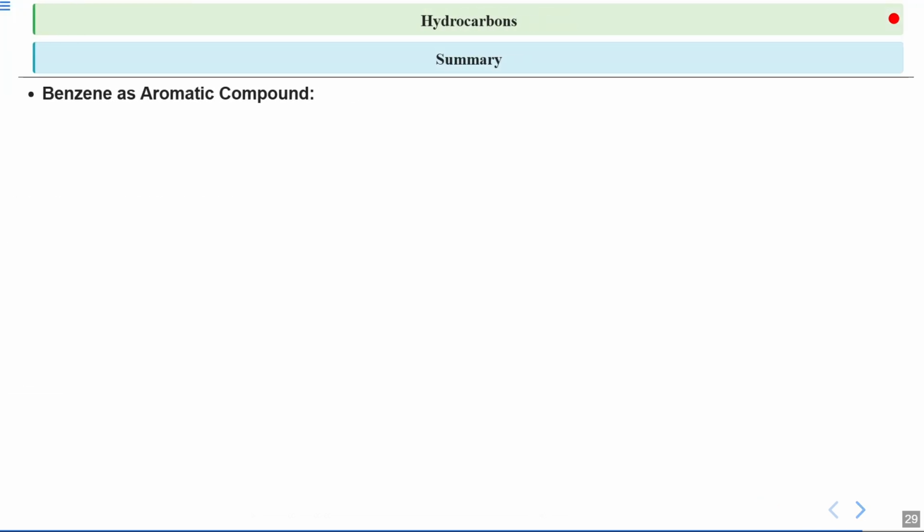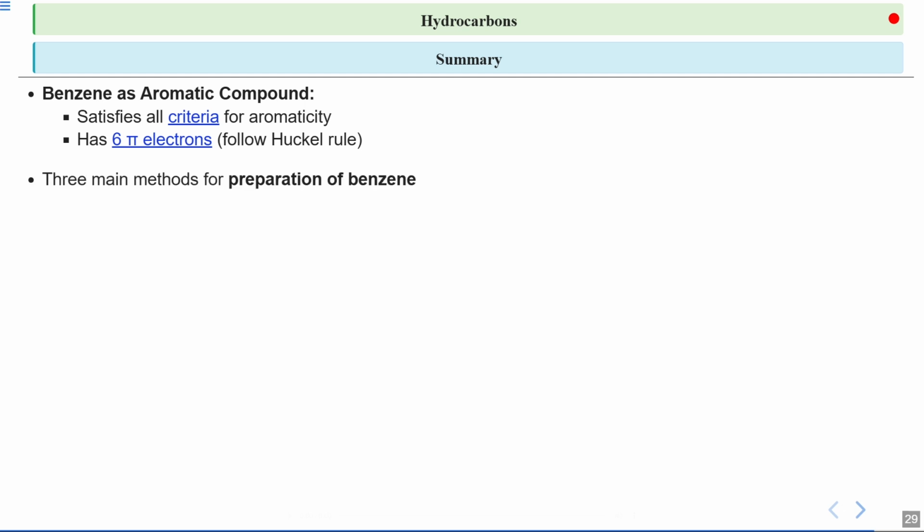Moving further, we saw benzene. Benzene, which is a classical example of an aromatic compound, belongs to a special group of hydrocarbons with unique stability and properties. We will see what makes the benzene compound aromatic and then explore how it is prepared in the lab. First of all, it satisfies all the criteria for aromaticity. It is cyclic, it is planar, and it is conjugated. Lastly, it has 6 pi electrons, which gives you the n value as 1. Therefore, it follows all 4 rules required for a compound to be aromatic. Therefore, your benzene ring is aromatic in nature.